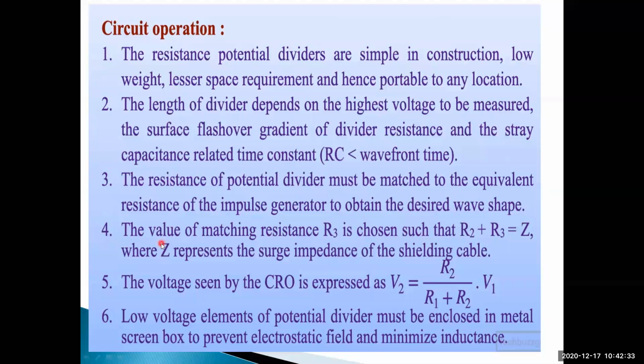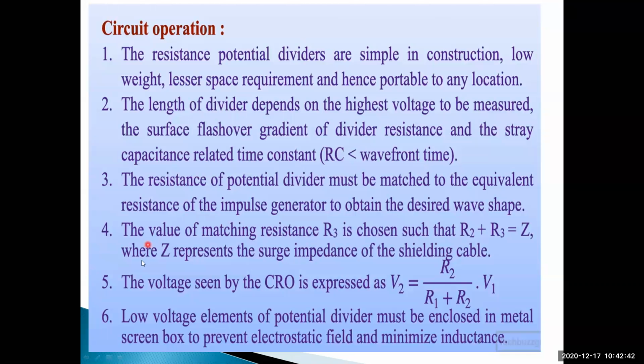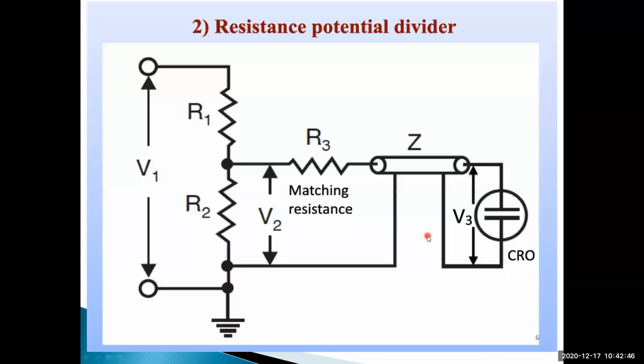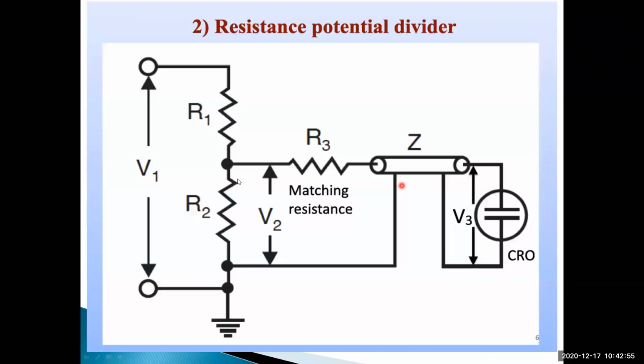And next, the value of matching resistance R3 is chosen such that R2 plus R3 is equal to Z. Then Z represents the surge impedance of the shielding cable. This is called the shielding cable. The matching resistance R3 is chosen such that R2 plus R3 is equal to Z, which means the impedance offered by the CRO is equal to R2 plus R3.